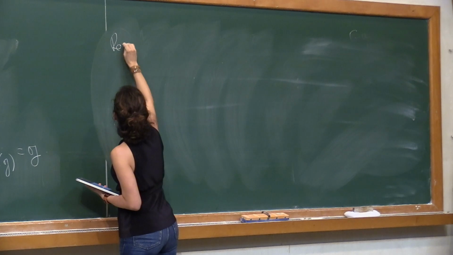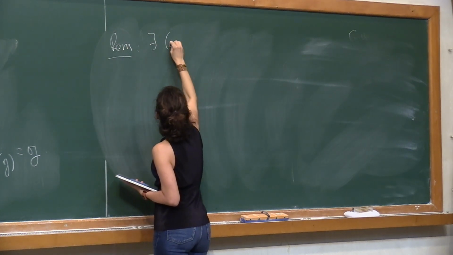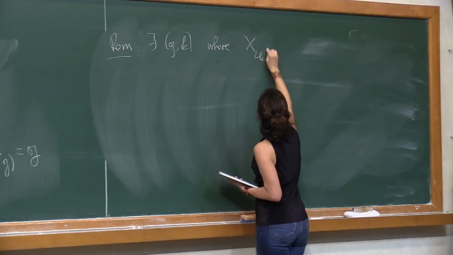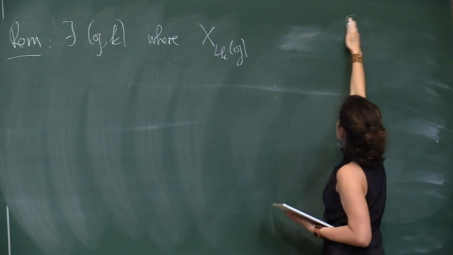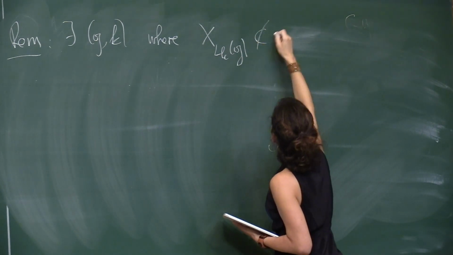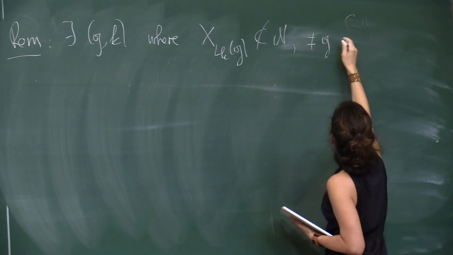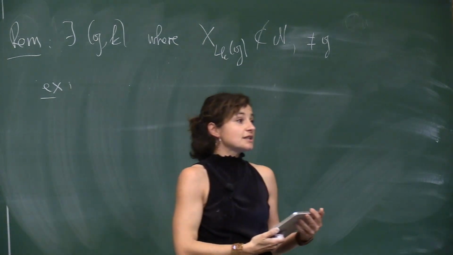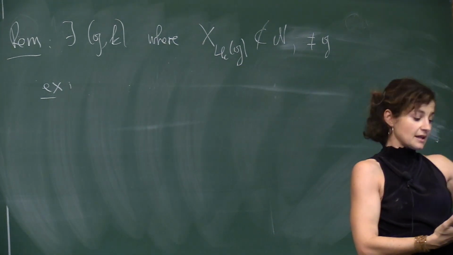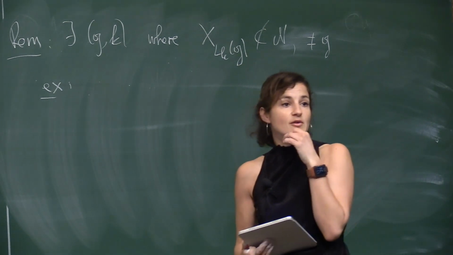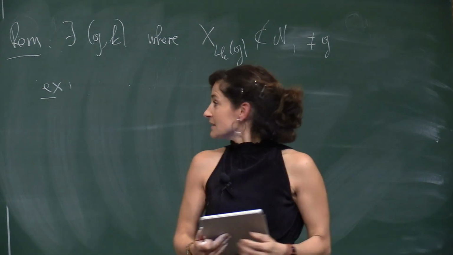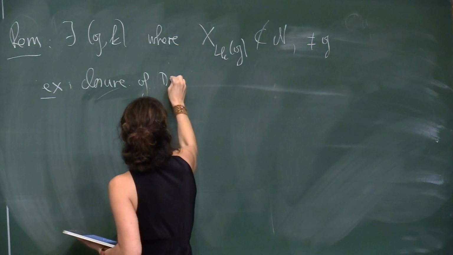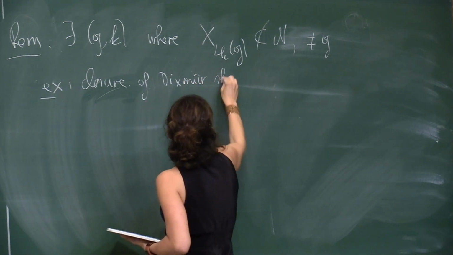So, a remark: there also exist pairs (G, K) where X_{L_K(G)} is not contained in the nilpotent cone and is also different from the whole G. In fact, for example, the closure of a Dixmier sheet can appear in this context, and this will be the topic of Chris's talk after me. So, for instance, the closure of a Dixmier sheet can appear.